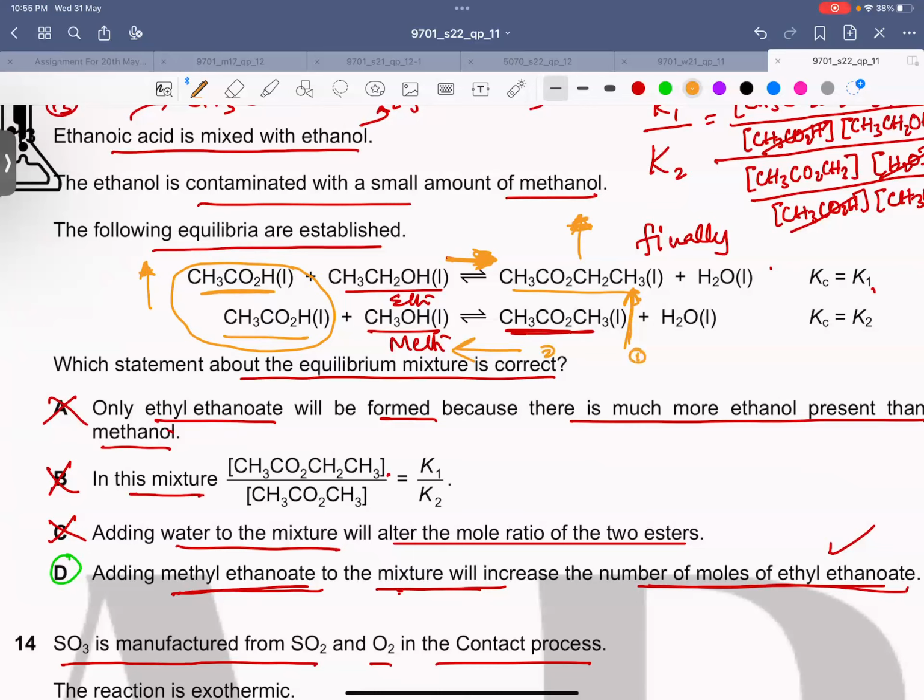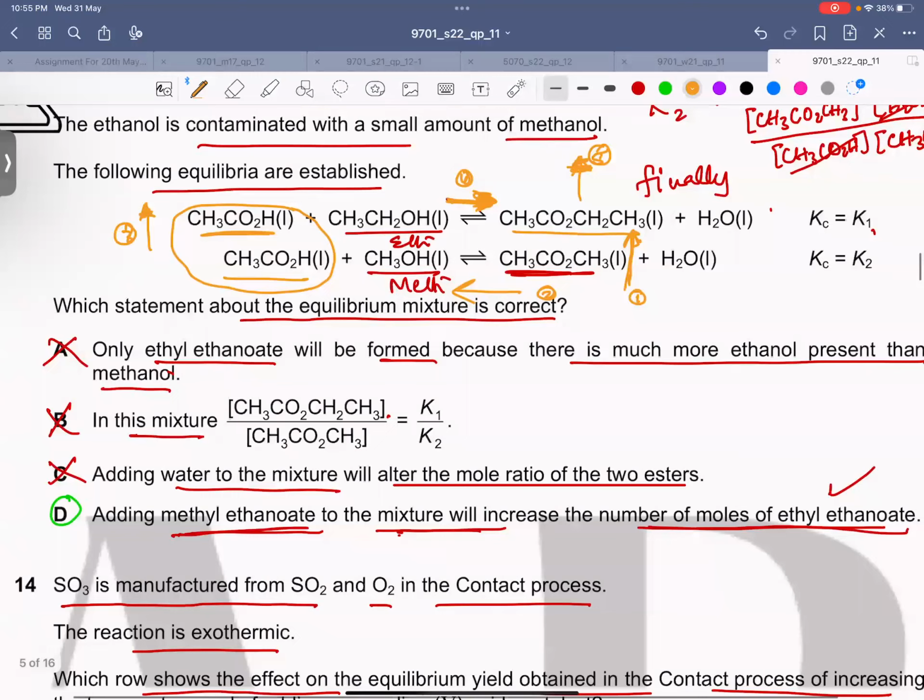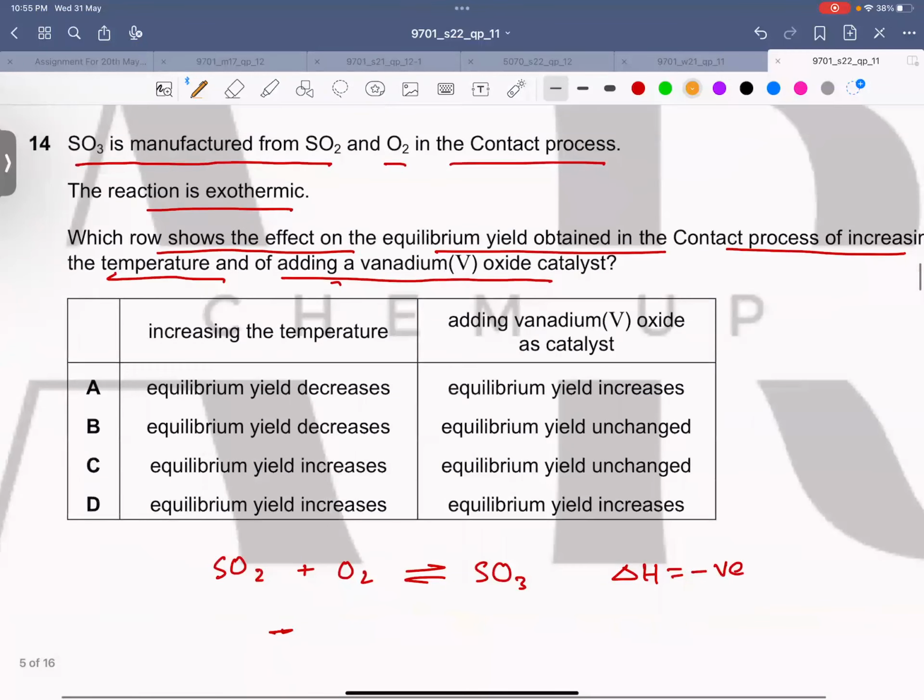This is one, this is second, this is third one, fourth one, and fifth one over here. Okay. Now question number, yeah. So increasing temperature. What would happen if I increase the temperature? The equilibrium shifts towards right or left for this reaction? Yes, what happens to the position of the equilibrium? It shifts to the left.